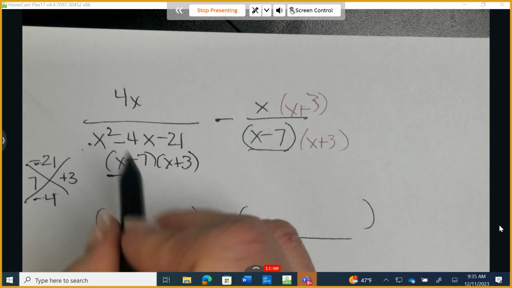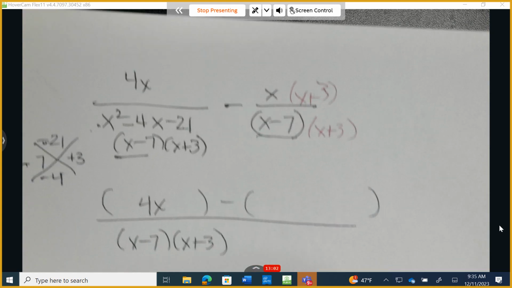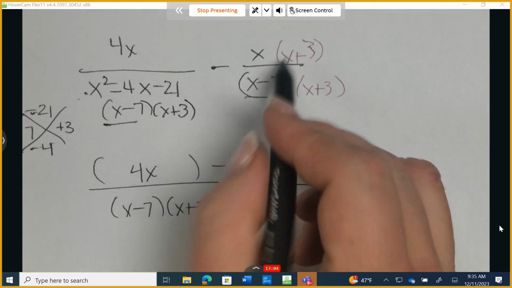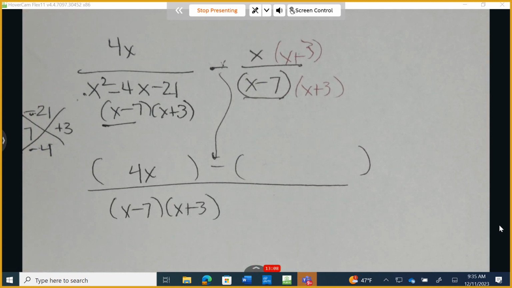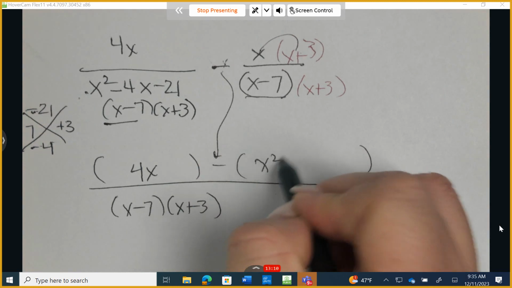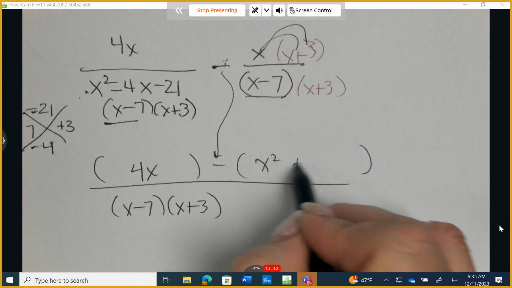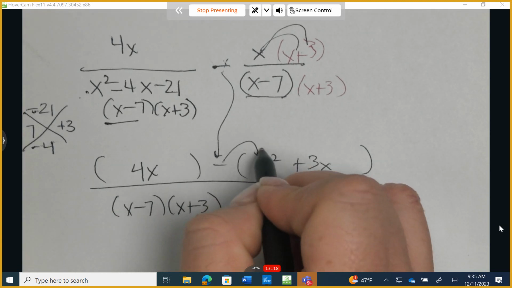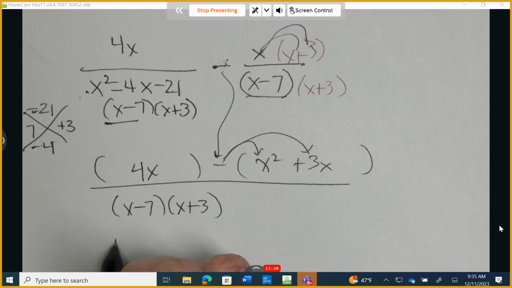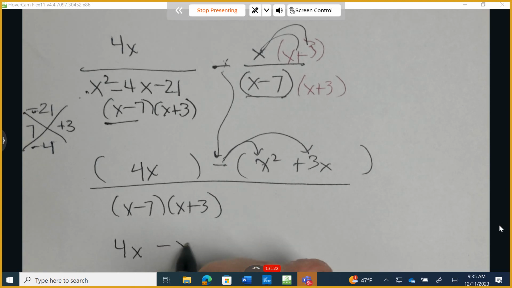Now on the left-hand side, I have a 4x. And on the right-hand side, forget about this negative. It's already written as a subtraction. And I'm going to distribute x squared plus 3x. Now, a common mistake students make is they forget to distribute this negative sign. So I have 4x minus x squared minus 3x.